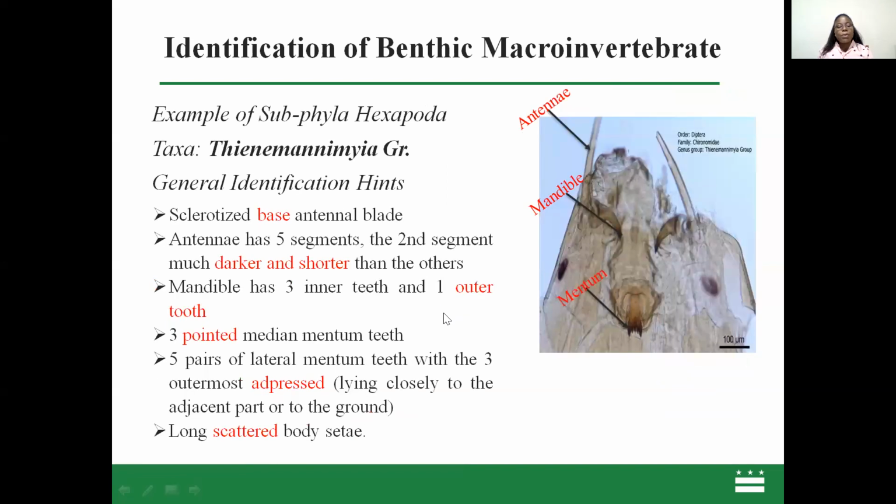The second example here of the phylum Arthropoda is the Tinamania. And here we have the general features. The antenna blades are sclerotized, and the body center is scattered and is long. The mandible has 3 inner teeth and 1 outer tooth.